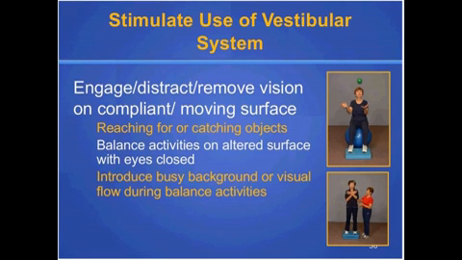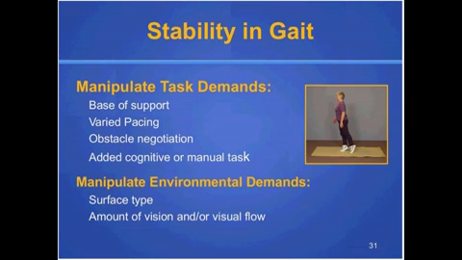I don't know how we jump to stimulating the use of the vestibular system, but in the sensory orientation section of the component, engaging, distracting, or removing vision on a compliant or moving surface is going to be the third thing that we do to really improve the contribution of the vestibular system. We know that these are going to be the most challenging situations for any patient or client that we're working with because we're disadvantaging two systems. So it's very important that the progression be gradual and well developed for this particular environment.